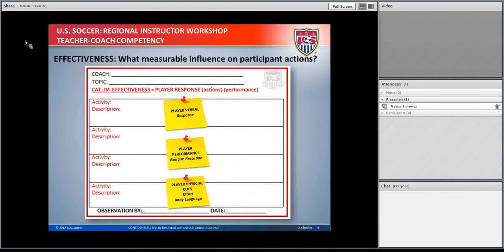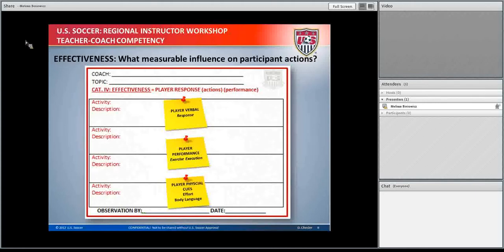Skipping back to the top, we also want to measure effectiveness by the player's verbal response. Are they asking questions that demonstrate that they understand maybe the fundamentals of what's going on, but they want further clarification? Or maybe they want to be challenged at a higher level? Or are their verbal responses associated with confusion or lack of understanding? And finally, the player physical cues, the bottom sticky note, their effort, their body language.